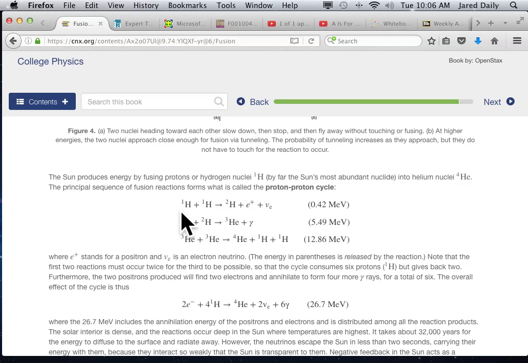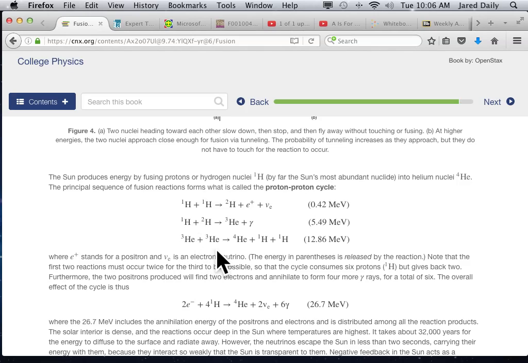And why would it do this? Because it turns out that deuterium is actually pretty stable compared to just plain old hydrogens, especially in a high energy environment. When there's a lot of energy in the environment, these deuteriums like to hang out together. They like to come together. And this actually releases some energy. It releases 0.42 megaelectron volts per reaction. And then becoming tritium also releases some energy.